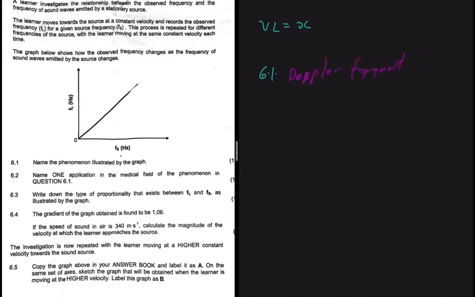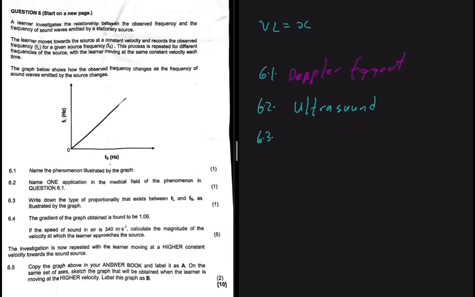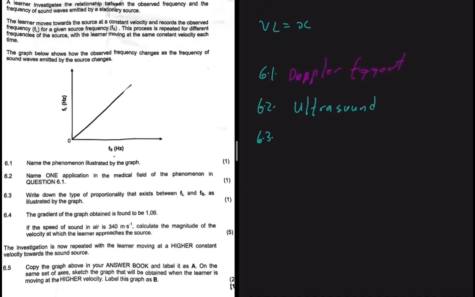Let's move to 6.2. So 6.2 is saying name one application in the medical field of the phenomenon in question 6.1. So we can write ultrasound, right? That's one of the applications of Doppler effect in the medical field. And then 6.3, write down the type of relationship that exists between FL and FS as illustrated by the graph.